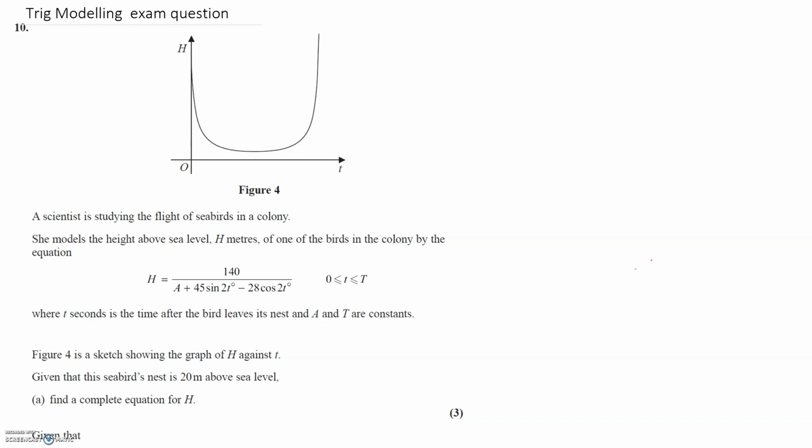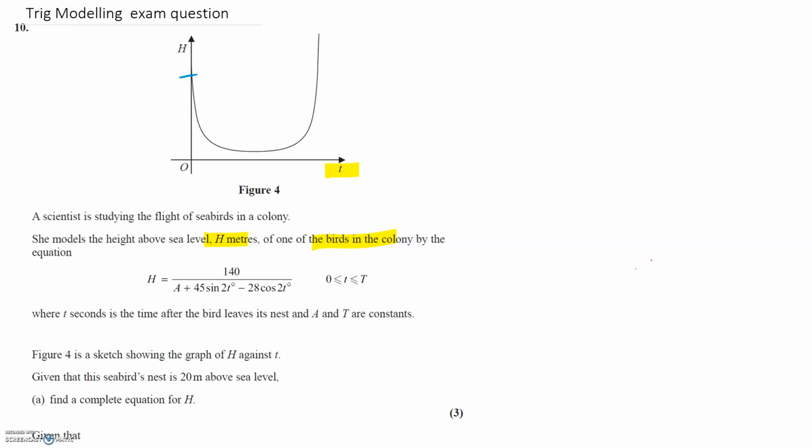Here's another trig modelling exam type question. This one's from a linear exam paper. I think it's from a practice paper. What's going on here is we've got a model of the flight of one of the birds in a bird colony, and it's the height of the bird above the ground with respect to time.